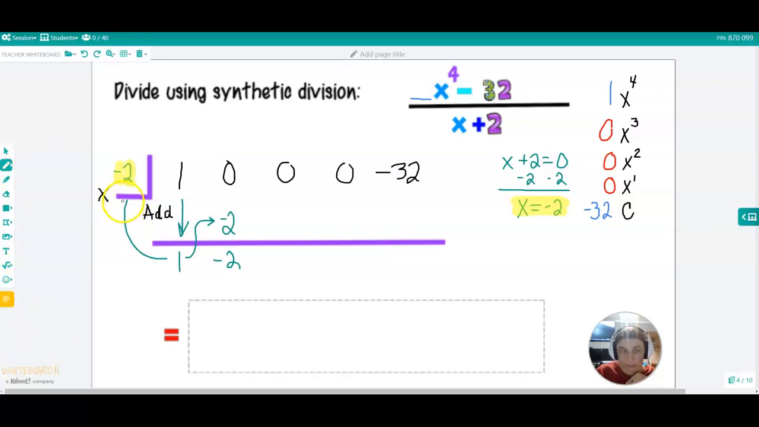So let's do it again. I added, so now I go back here and I'm going to multiply. -2 times -2, that gives +4. 0 plus 4 is 4. So I'm done with that one, and I'm going to move on to the next one.